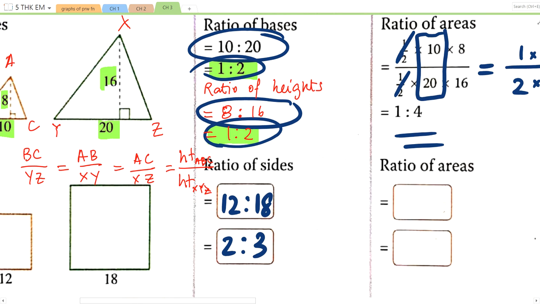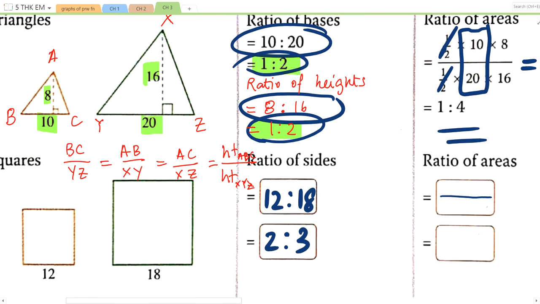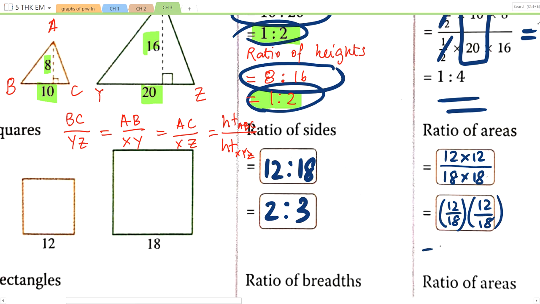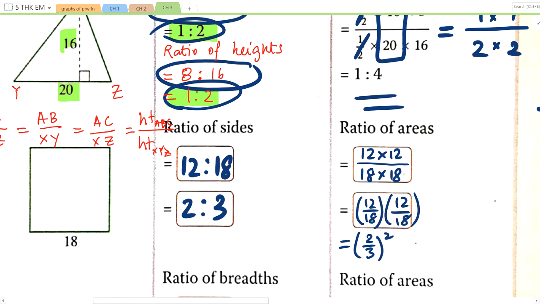Okay, so let me change to a thinner pen. Ratio of area. I need the area of the small square. How much is it? 12 times 12 divided by 18 times 18. Yeah, we can evaluate. It becomes 144 divided by something. How about I change it to 12 over 18 times 12 over 18? Are they the same thing? Yeah. I can rewrite this as 2 over 3 squared, which is actually 4 over 9.